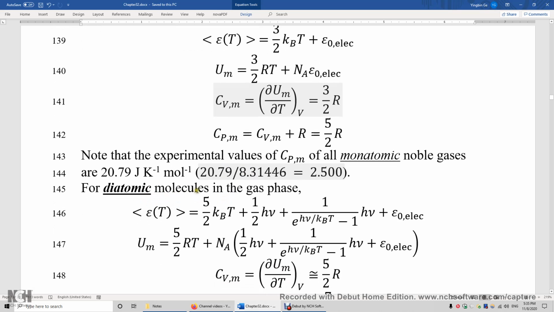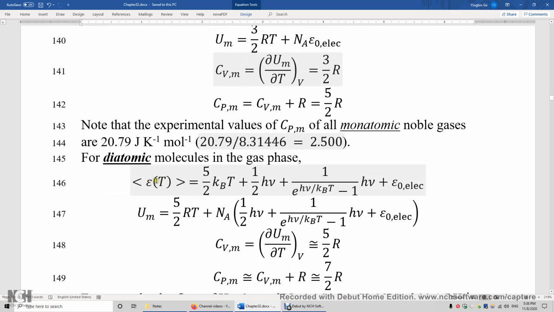For diatomic molecules in the gas phase, the average energy is 5/2 kBT plus half h nu plus this thermal correction to the vibration energy at a finite temperature, and then plus the ground electronic state energy. So over here, 5/2 kBT comes from the 3 translational modes and 2 rotational modes. This is the zero point vibration energy.